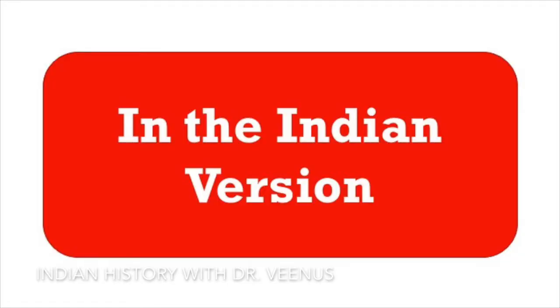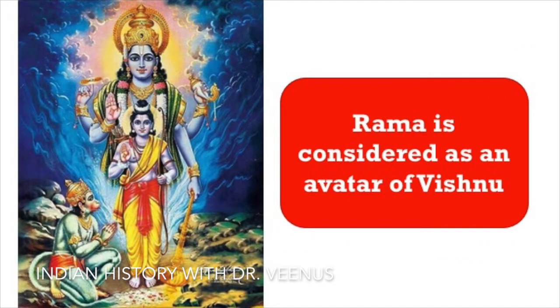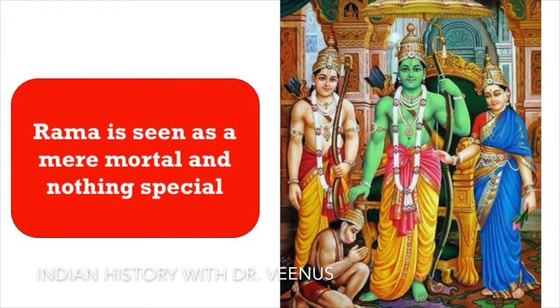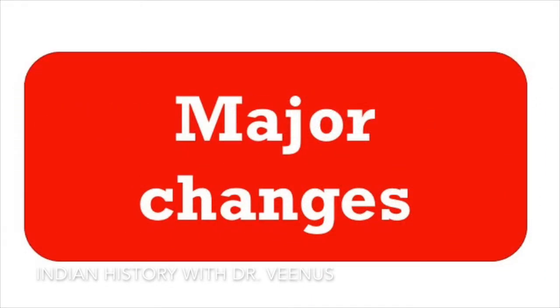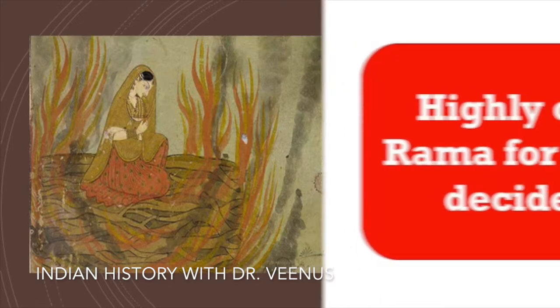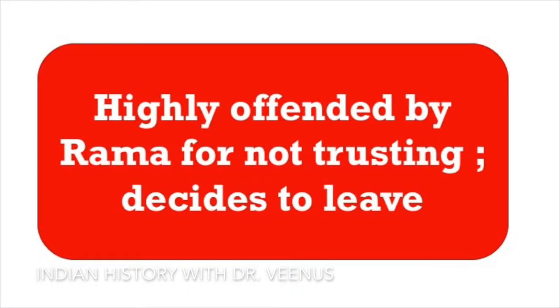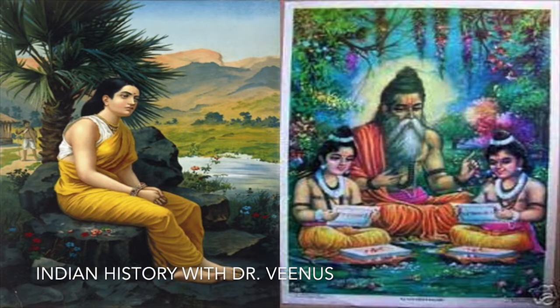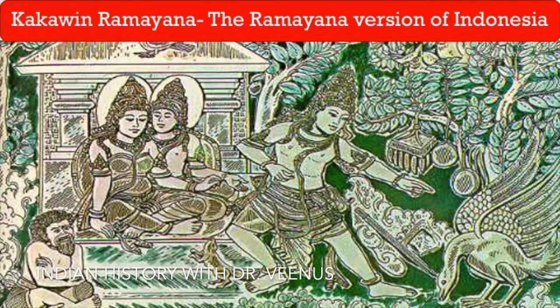In the Indian version, Ram is considered as an avatar of Vishnu, whereas in the Cambodian version, Ram is seen as a mere mortal and nothing special. One of the major changes comes with the scene when Sita passes the test of trial by fire. She is highly offended by Ram for not trusting her and decides to leave him and finds refuge at Valmiki's place.